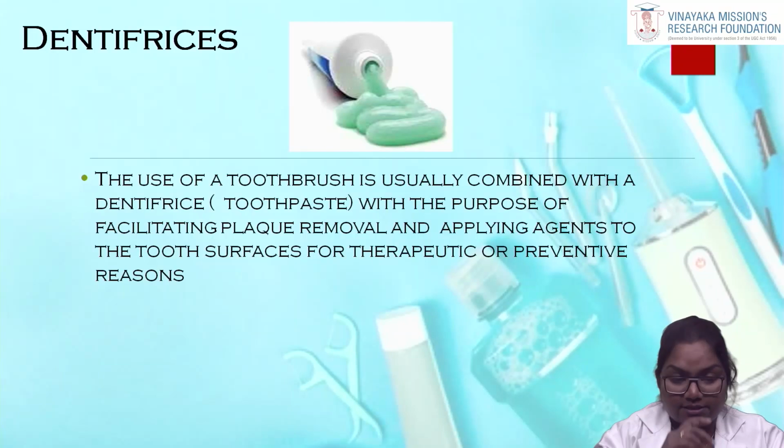Moving on to dentifrices. What are dentifrices? The use of a toothbrush is usually combined with dentifrices, that is your toothpaste, with the purpose of facilitating plaque removal and applying agents to the tooth surface for therapeutic or preventive reasons. So, a toothbrush is used with dentifrices. It is an abrasive and polishing material that prevents the harboring of microorganisms on the tooth surfaces.